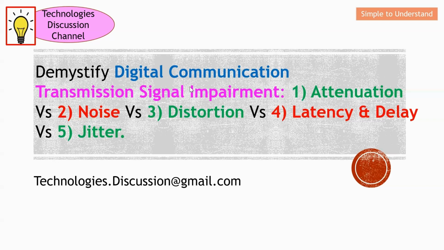For example, the signal can have some form of attenuation. They will probably incur more noise. Some form of distortion can make our signal unrecognizable by the receiver. Definitely, when you send a signal over a distance, there will be some form of delay. And last but not least, jitter. So basically all these are the possible effects of transmission impairment.